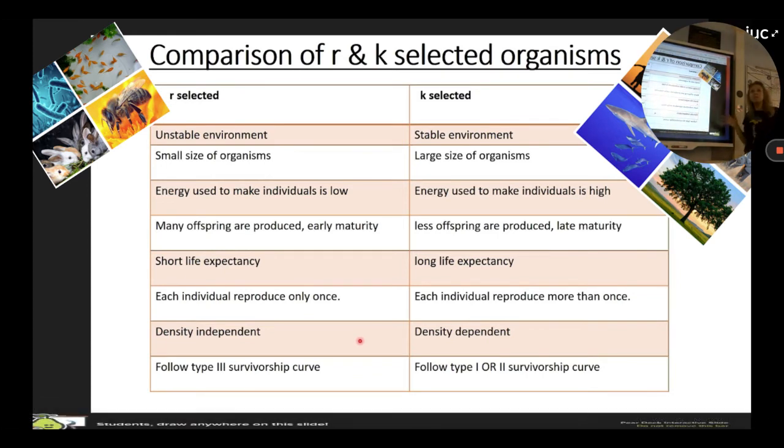Okay, so then you look at life history patterns. So you can kind of group them as whether they are R-selected or they are K-selected. You can see your R-selected, they're like unstable environments, small size.